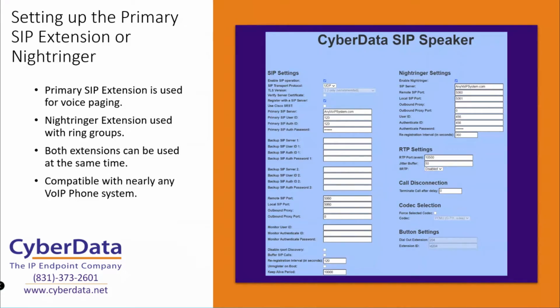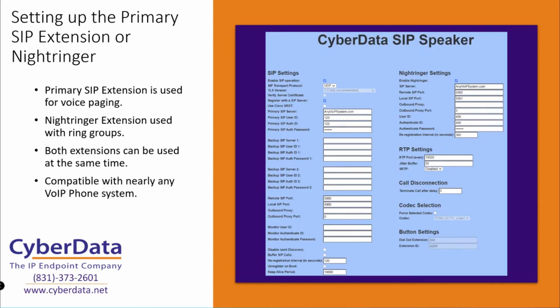Now, to go through the actual setup process, we've talked about this in other videos, but we'll briefly cover this here. To set up the primary extension, you would use the primary SIP extension, which is pictured here on the left-hand side. I've got shown here for the primary SIP server, anyvoipsystem.com, just as an example.